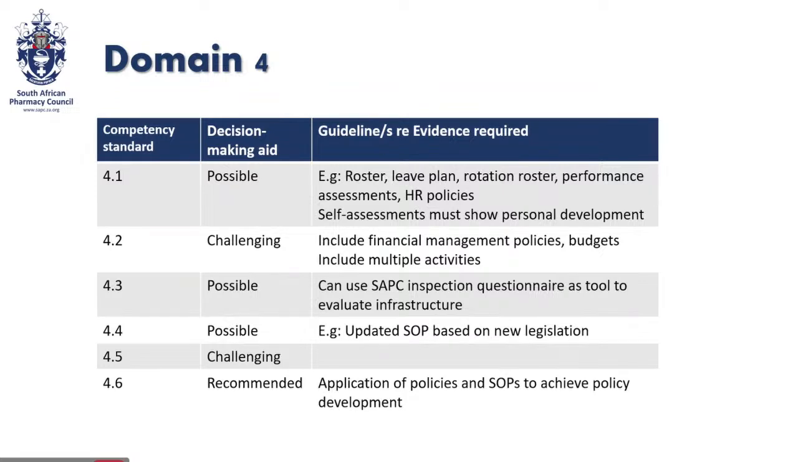Domain 4, we said we recommend that you do the 4.6. So here you need to provide the SOP that you want to apply as well as the policy, and then by means of annotation link the rest of your evidence to show us how you have applied this SOP. If the SOP is on manufacturing or compounding, for example, and there's a line that states you must clean the compounding area, then your other evidence, you must cross-link to evidence where you have cleaned the compounding area. So we need to see how you have applied that SOP.